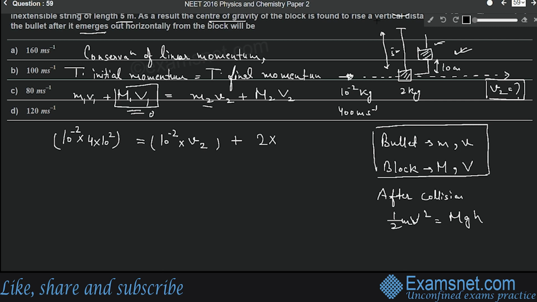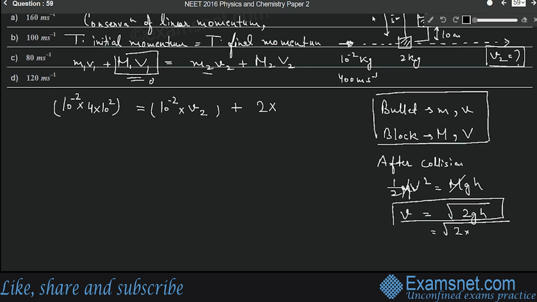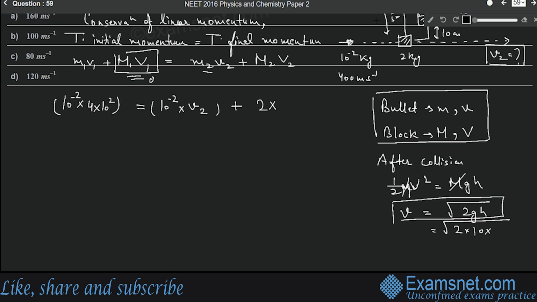Here m will be capital because we are taking capital letters for the block. So m will cancel, it is on both sides. So v will be equal to what? Under root 2gh. So this is the velocity of the block. Let's put the value: under root 2 into acceleration due to gravity 10 and height 10 centimeter, that means 10 into 10 to the power minus 2 meter. On solving this, we'll get root 2. That means the final velocity of the block is root 2 meter per second.